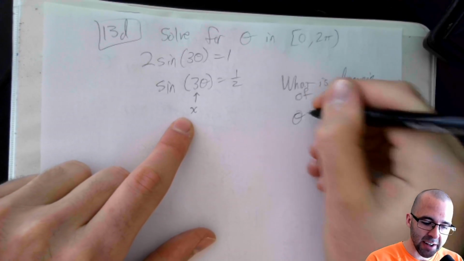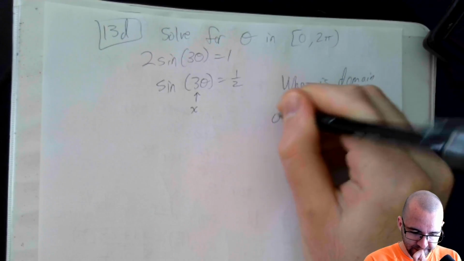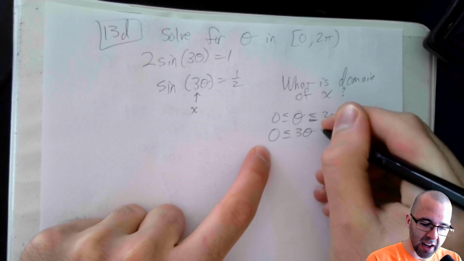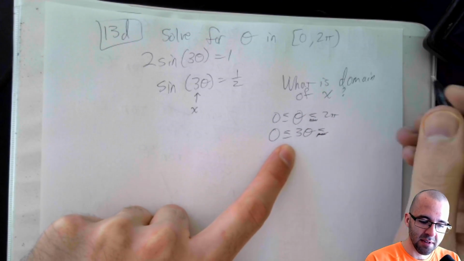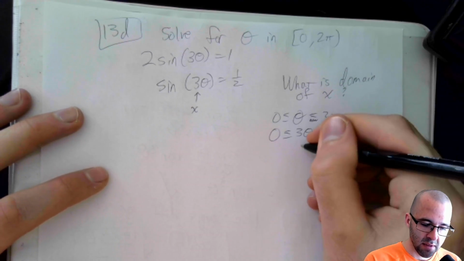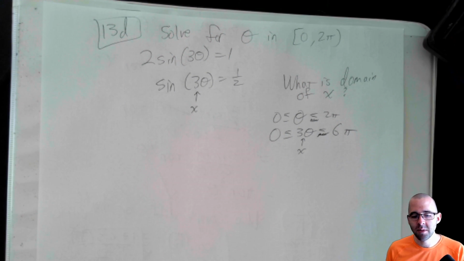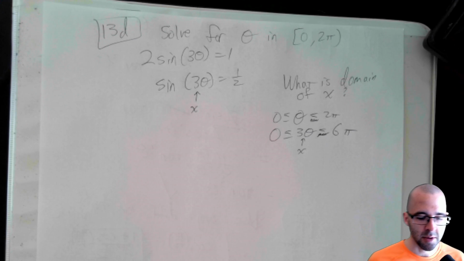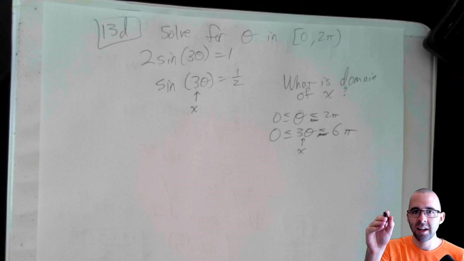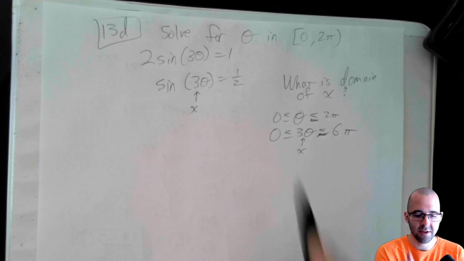If theta is between 0 and 2 pi, x is just 3 theta. So 3 theta is going to be between 0 and 6 pi, and that's x. X is 3 theta. So we're going to look for all the values of x between 0 and 6 pi. We're just going to find the main ones and then do a rotation to get another pair and another rotation. Everything in the first 3 rotations of the circle, 0 to 6 pi.